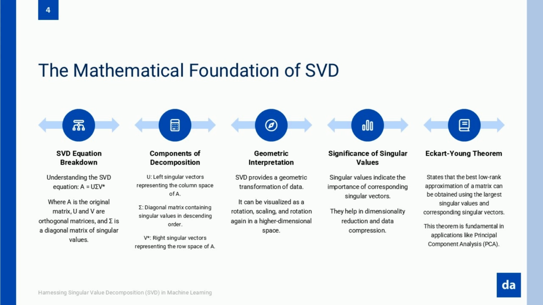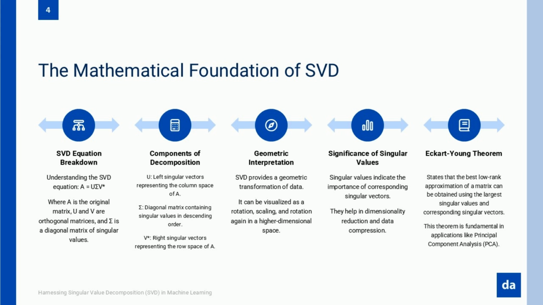What makes this geometric interpretation so powerful is that it helps us visualize how SVD can compress data while preserving its essential characteristics. The square of each singular value tells us precisely how much variance is explained by its corresponding direction. This direct relationship between singular values and variance makes SVD an unparalleled tool for understanding data structure.